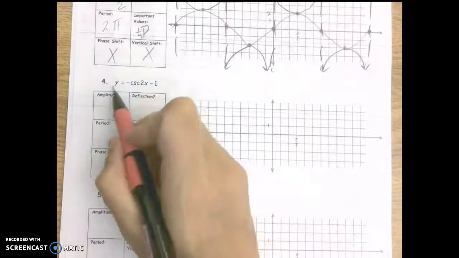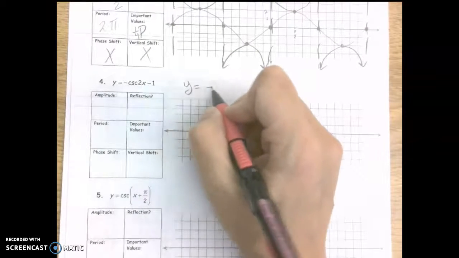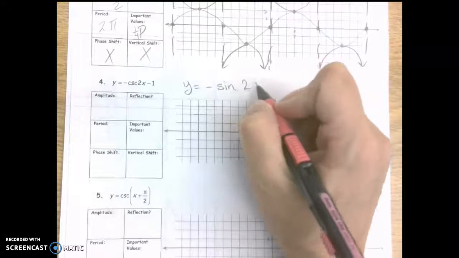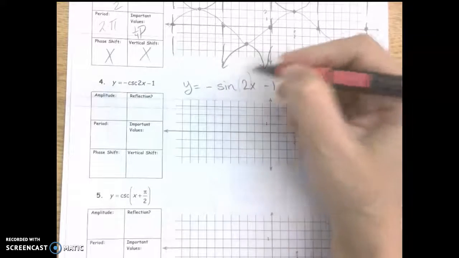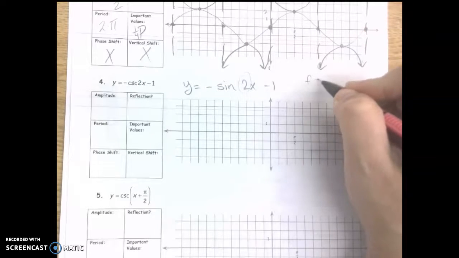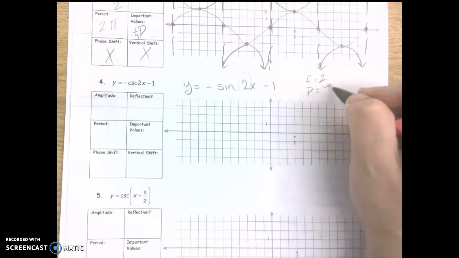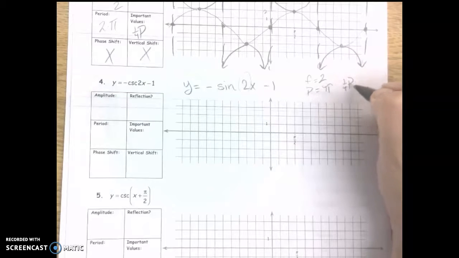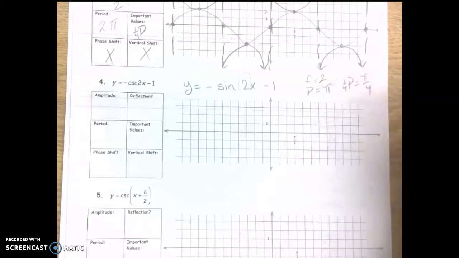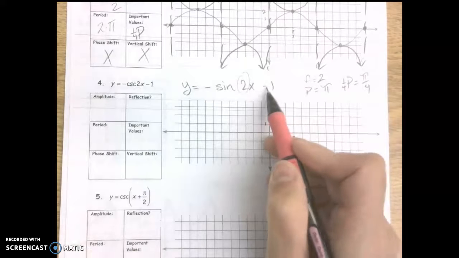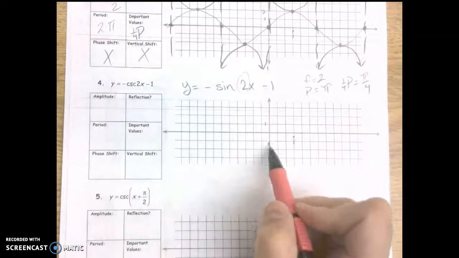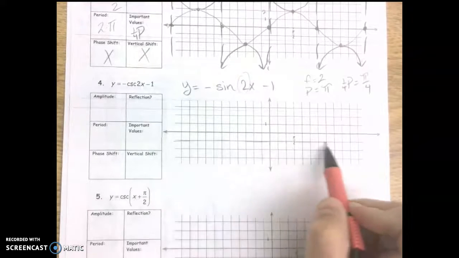Okay, the next one, y equals negative cosecant of 2x minus 1. So I'm going to graph y equals negative sine of 2x minus 1. This right here is the frequency. So the period will actually be pi. So my quarter period will be pi over 4. I also have a vertical shift down 1. So here's my midline.